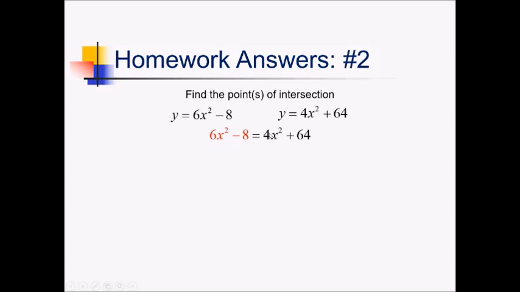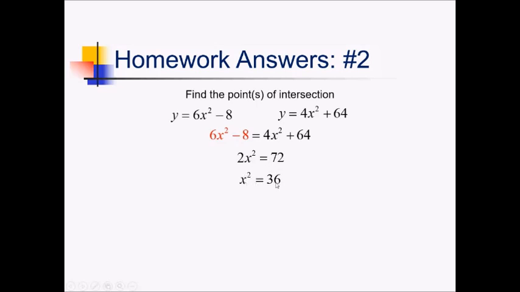Let me get all the x squareds on the left and all the constants on the right. So on the left, I've got 6x squared minus this 4x squared that I'm moving over there. That'll be a 2x squared. And then for the constants, adding 8 over here, we've got 64 plus 8, which is 72. To isolate x squared, I have to divide by 2. So we have x squared equals 36. And then I have to square root both sides now to get x.